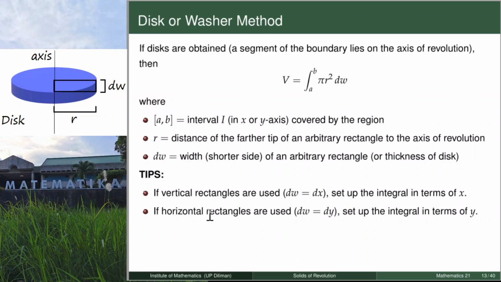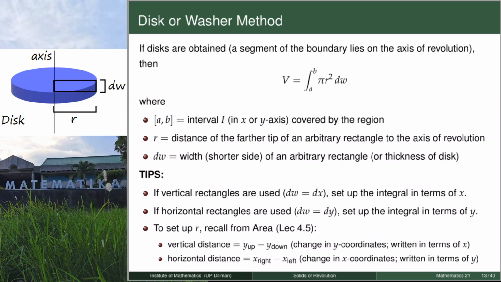Okay? So meanwhile, if horizontal rectangles naman are used, then use the variable y. Okay? So everything here is in terms of y, including the interval, which will be on the y-axis. And if you need help in setting up R, then just recall the lesson from areas.